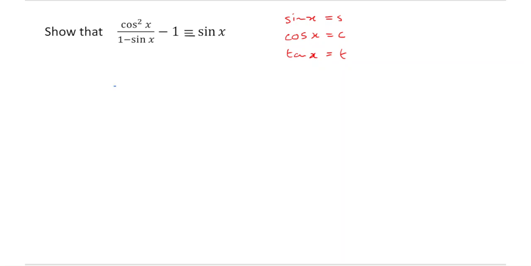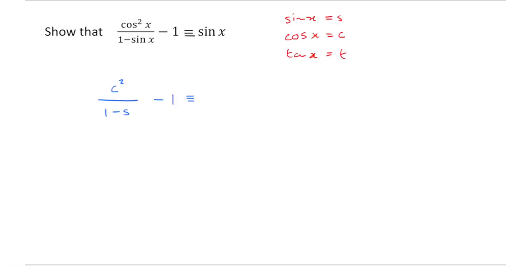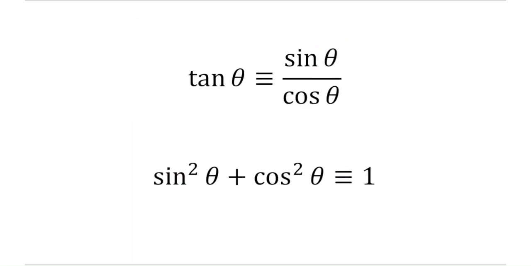So I'm going to rewrite this as c squared over 1 minus s, minus 1, is identically equal to something. Now we're going to try to simplify this. Now, which one of these identities can we use? Are we going to use tan is equal to sine over cos, or are we going to use sine squared plus cos squared is 1? Well, we don't have a tan term, do we? So we're probably not going to use that first identity. Instead, we're going to use the second one, sine squared plus cos squared is 1.